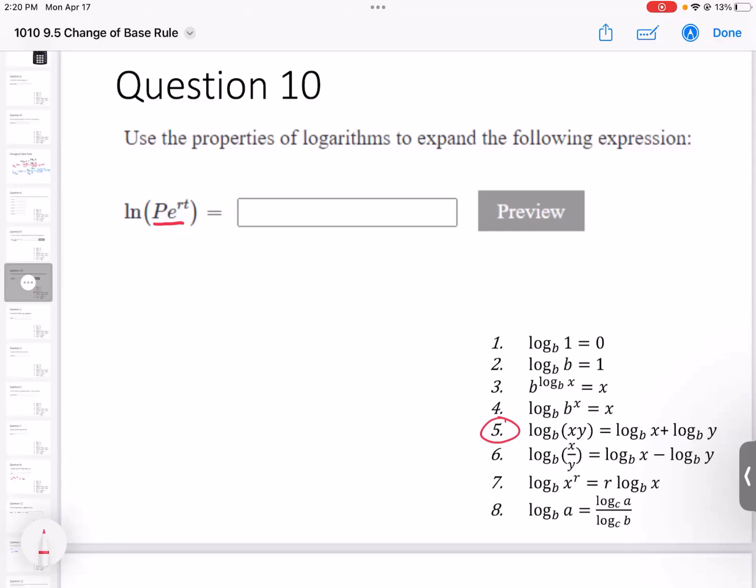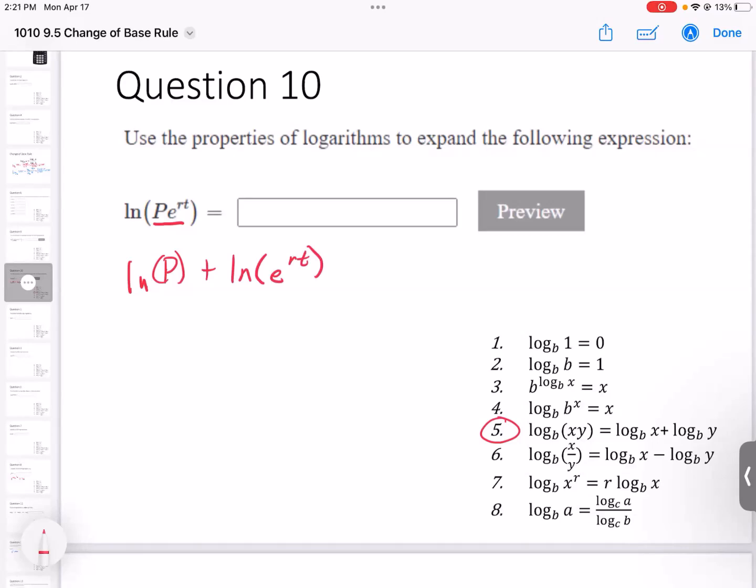So our multiplication rule says that if you take the log of things that are multiplied, you can separate those out into the log of each thing separately, added together. So I'm going to write this as the natural log of P plus the natural log of e to the rt.